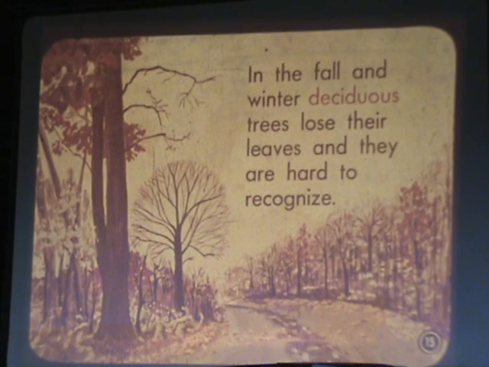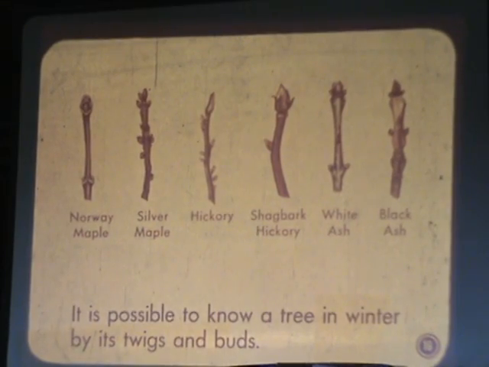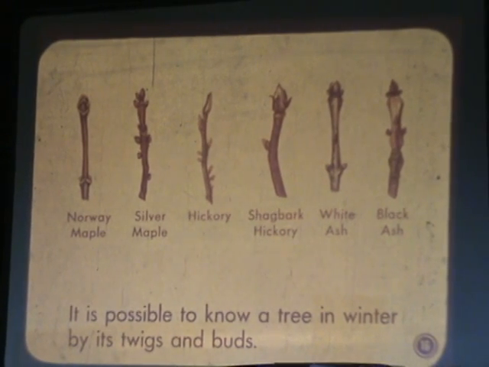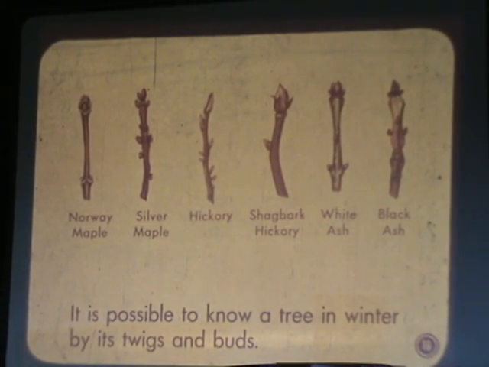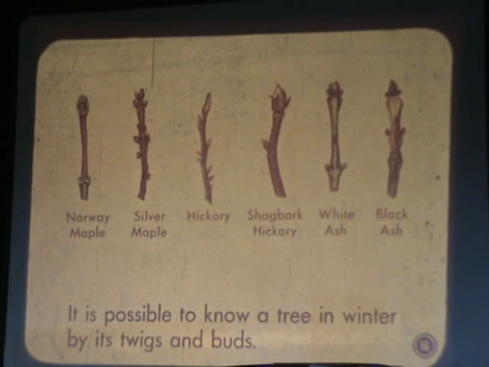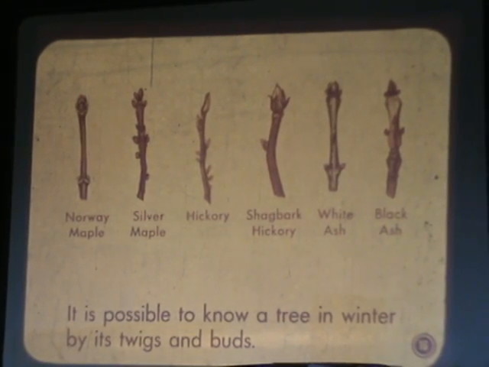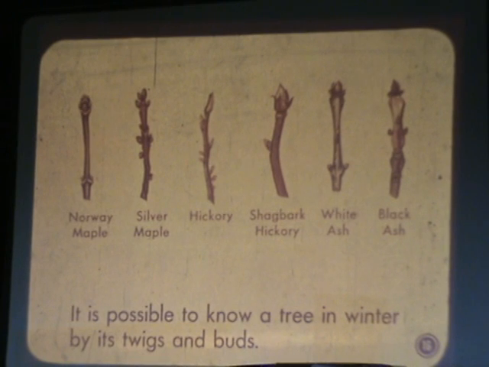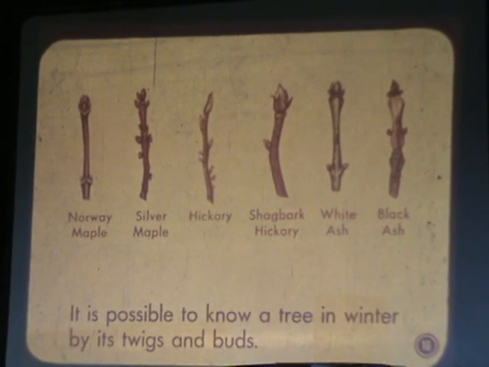In the fall and winter, deciduous trees lose their leaves, and they are hard to recognize. It is possible to know a tree in winter by its twigs and buds. Starting on the left is the Norway maple, then the silver maple, then the hickory, then the shagbark hickory, next the white ash, and lastly the black ash.